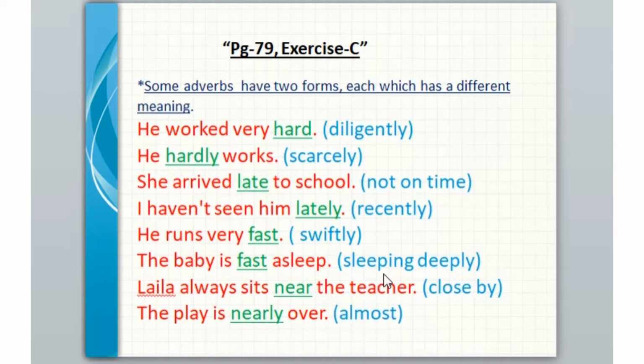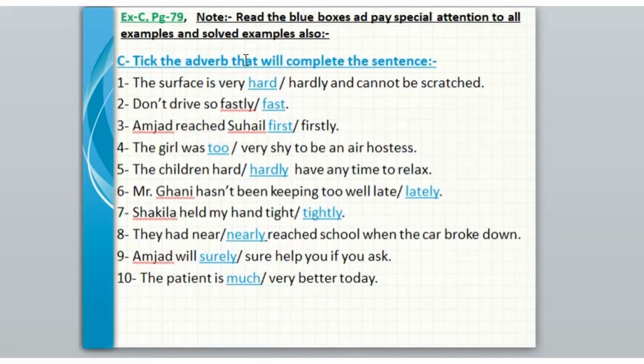Now, did you understand how adverbs of two kinds or many kinds can be used in different sentences at different places, which means their real meanings totally change? So we have to be very attentive and careful while solving exercise C. Here I have written a special note for you. The note says you have to focus on the blue boxes in our books, and all the solved examples, whatever is given in the explanation, they can come in tests and exams also.